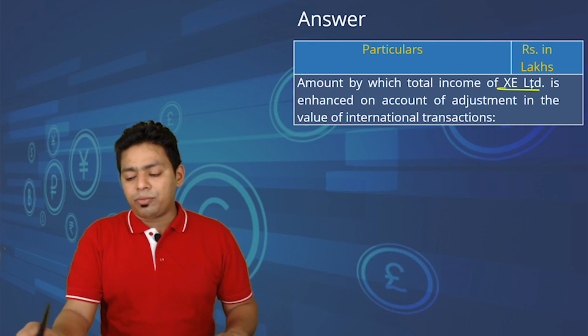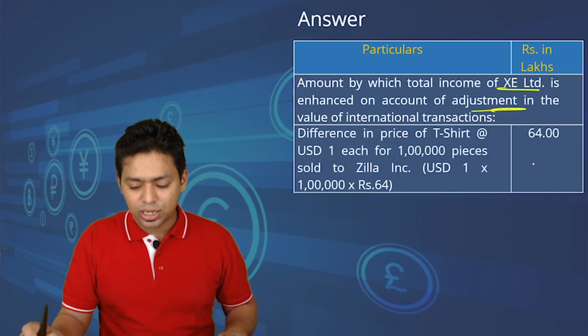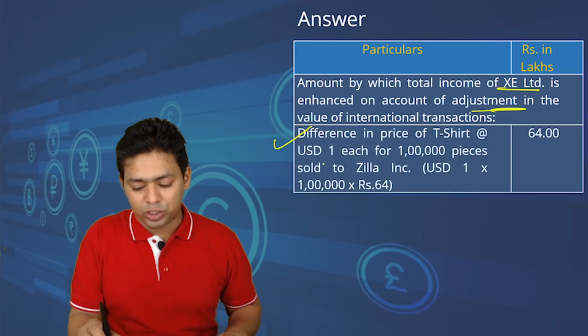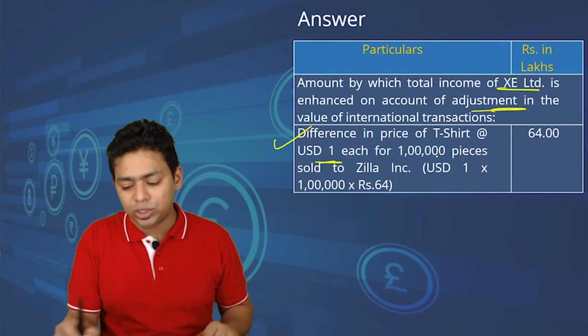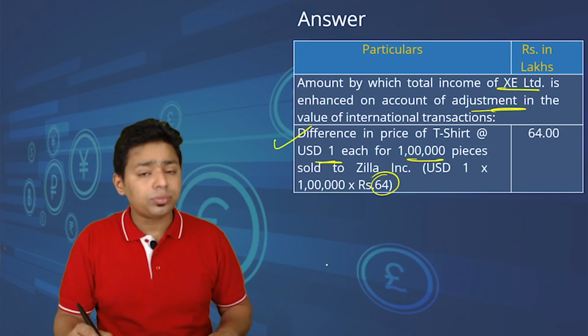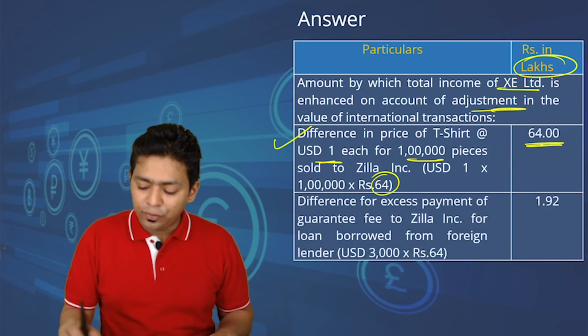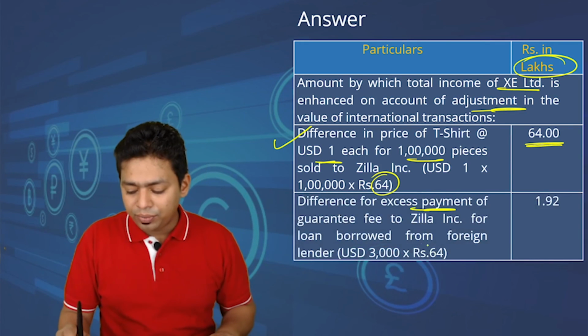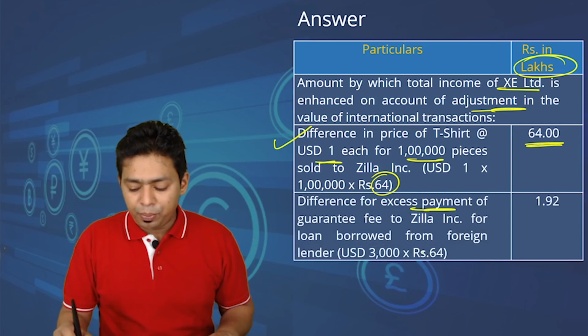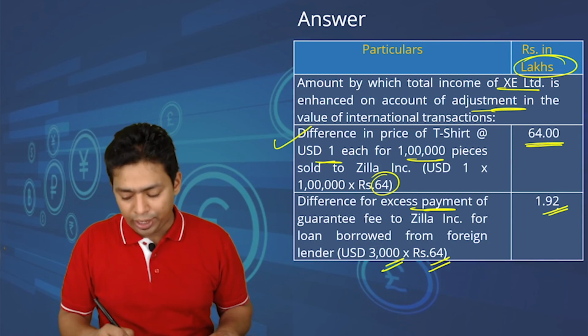The amount by which total income of XC Limited is enhanced on account of the adjustment in value of the transaction is the difference between the price of the t-shirt. So 1 USD for each t-shirt for 1 lakh pieces. Convert it into Indian rupees. So rupees in lakh is 64 lakh. Difference for excess payment of the guarantee for loan, please understand: $3,000 into 64 in rupees is 1.92 lakh.